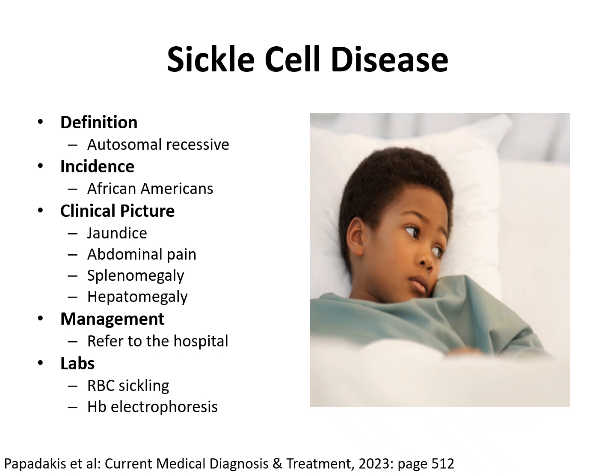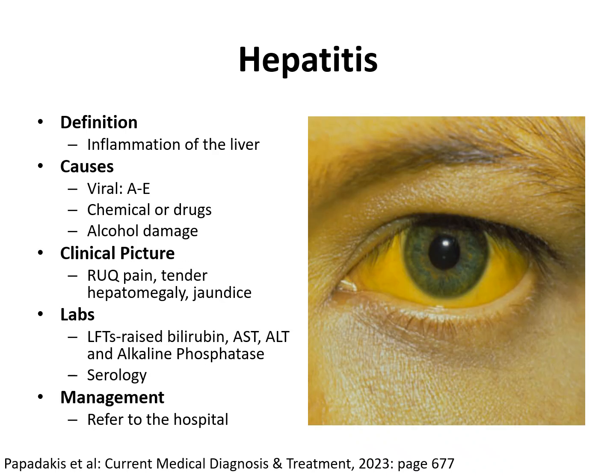There are 3 triggers that would trigger abdominal pain or a bone crisis in a patient with sickle cell disease. Fever of whatever cause it is, whether it be an infection, hypoxia, and acidosis.